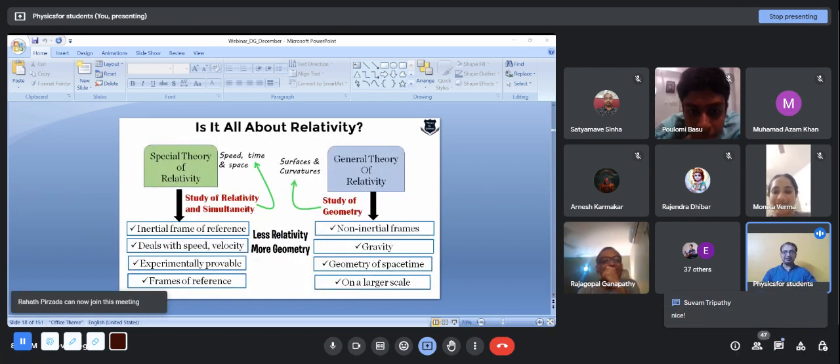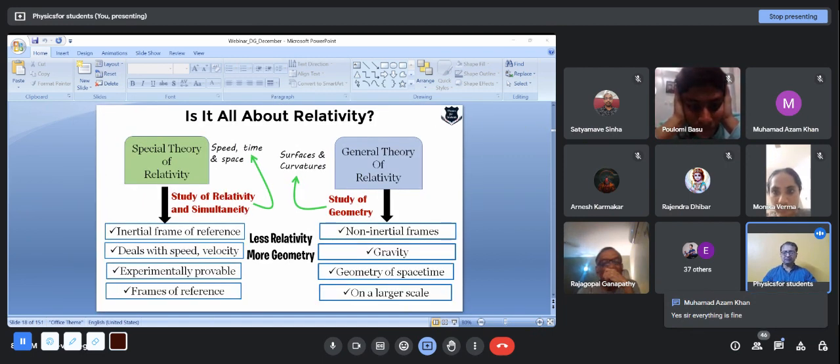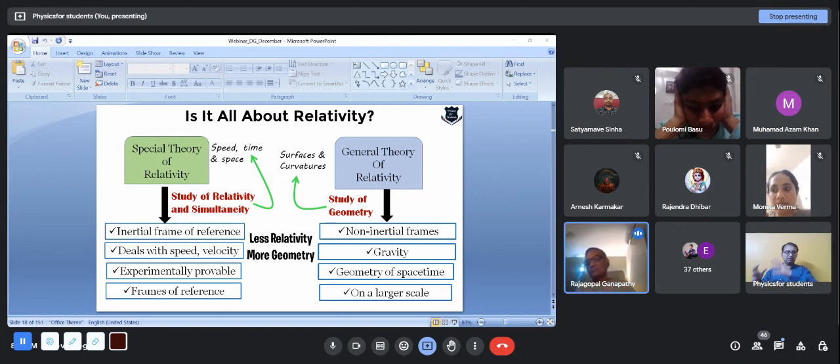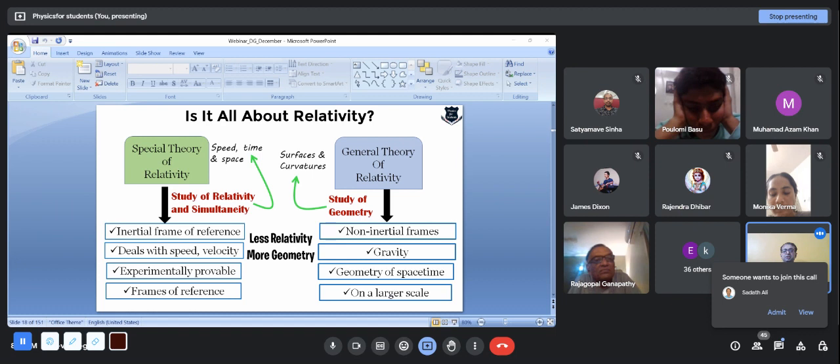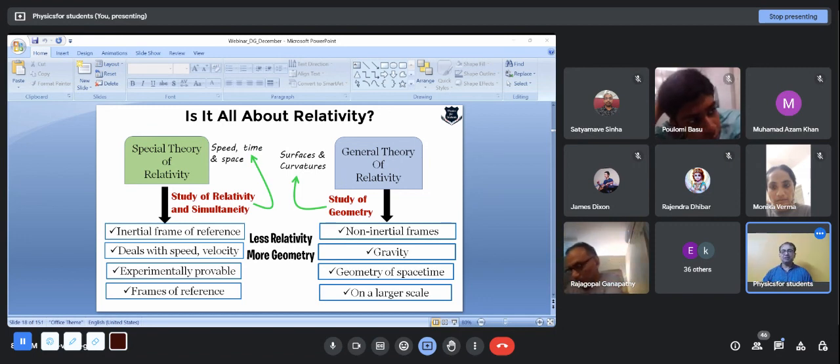Now look into this slide. Let me zoom it a little bit more. Here you see this is something very important. If I talk of special theory of relativity, because general relativity is coming from special relativity, right? In special relativity, there is something called inertial frame of reference. There is something called speed and velocity. You remember the speed of light is constant, right? It is experimentally provable, and there are a lot of frames of reference, this frame of reference, that frame of reference, all those things. That means special relativity primarily deals with the study of relativity of speeds, time, and space.